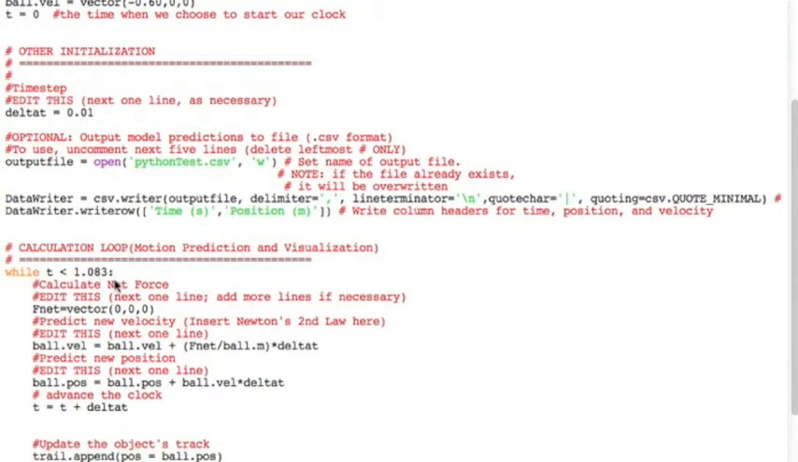This while loop is used to calculate the ball's velocity and its change in position over time. Ball.vel takes the initial velocity of the ball and adds it to the net force divided by mass multiplied by the change in time. The ball.pos takes the initial position of the ball and adds it to the product of the velocity and the change in time. The output file, pythontest.csv, stores all this data and allows us to use it to make a graph.